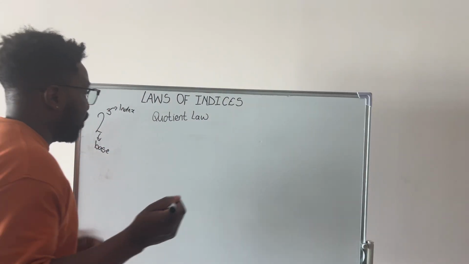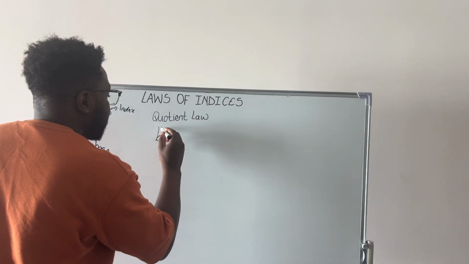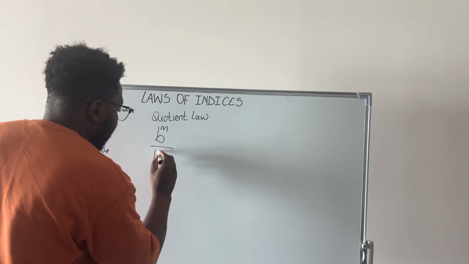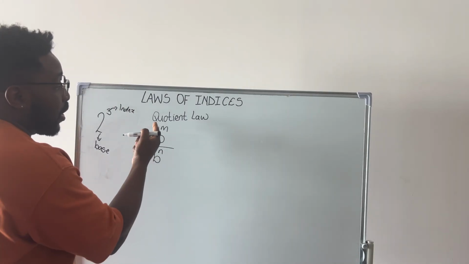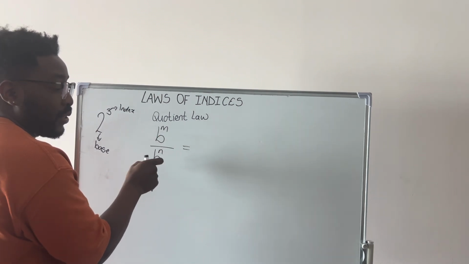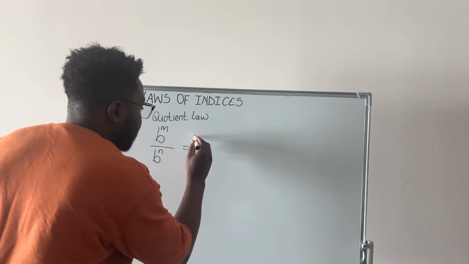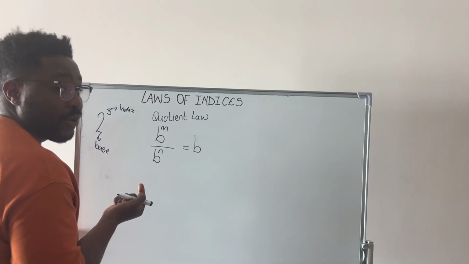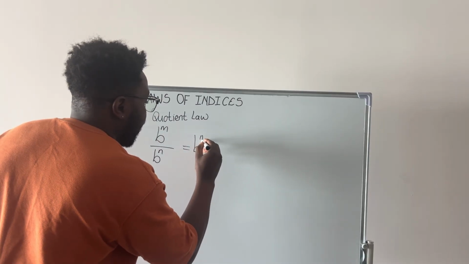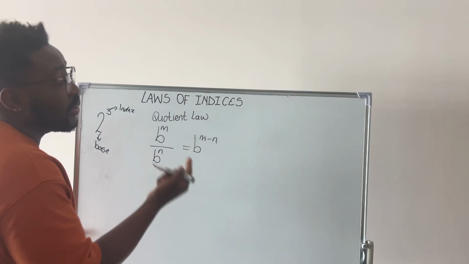Let's visualize it. We have our variable b raised to m divided by b raised to n. According to the quotient law, when we are dividing an expression with the same base, we keep the base b and subtract their indices, so m minus n. Are we together?